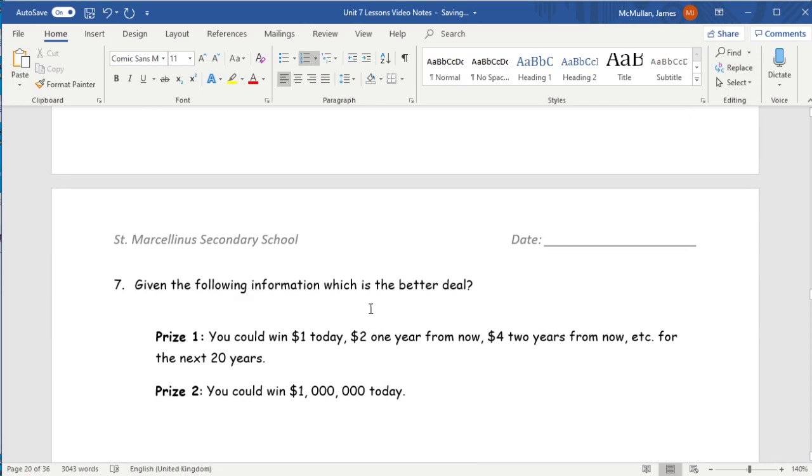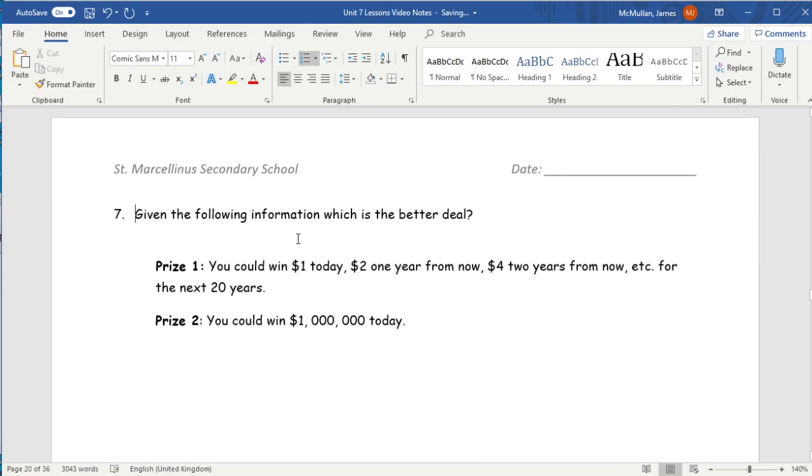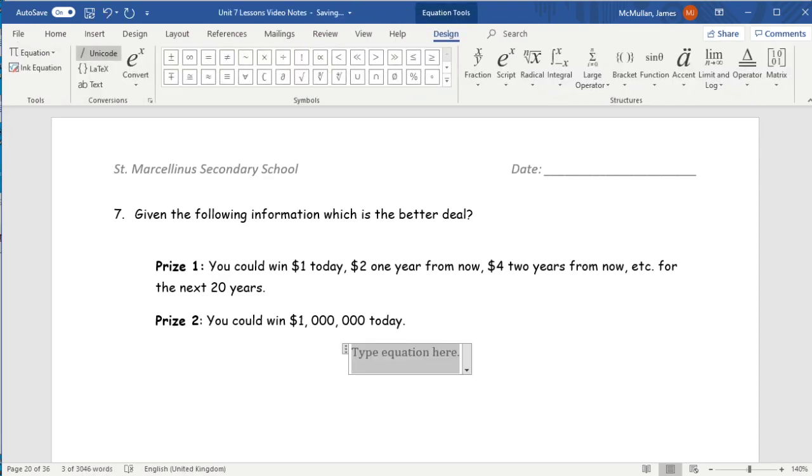Okay, given the following information, what is the better deal? Would you rather win $1 million today, or $1 today, $2 a year from now, $4 2 years from now, for the next 20 years? Okay, so let's figure out how much prize 1 is worth. Prize 1 is 1 plus 2 plus 4 plus 8 and so on, 20 times, for 20 terms. Okay, so it doubles every year.